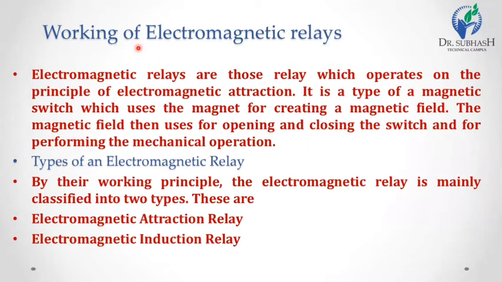Now, first one is working of electromagnetic relays. Electromagnetic relays operate on the principle of simple electromagnetism, like a magnetic switch, which uses a magnet for creating a magnetic field. Obviously, if we have an electromagnetic coil, it produces flux and this flux will force the contact to close. The magnetic field is used for opening and closing the switch, performing the mechanical operations. Now the types: there are two types, electromagnetic attraction and electromagnetic induction.